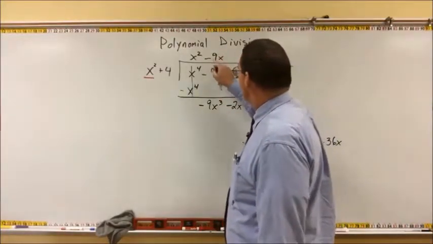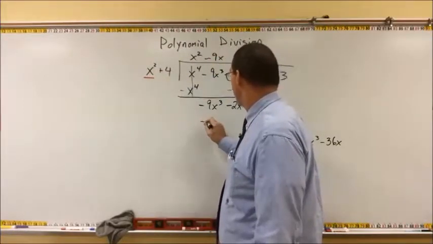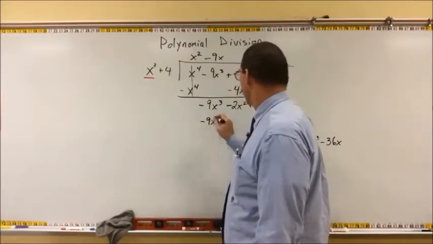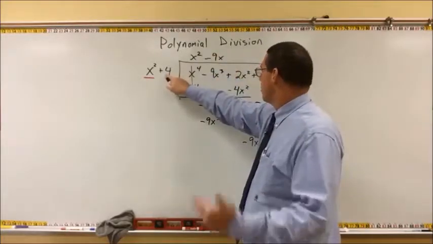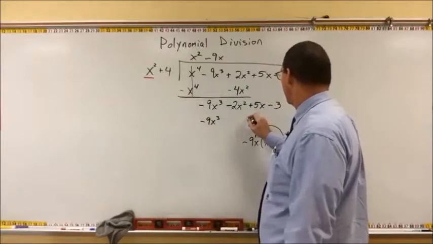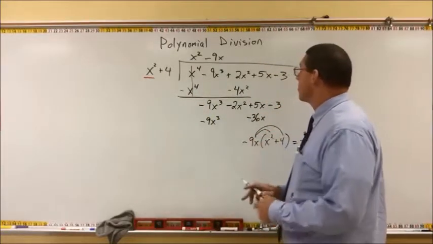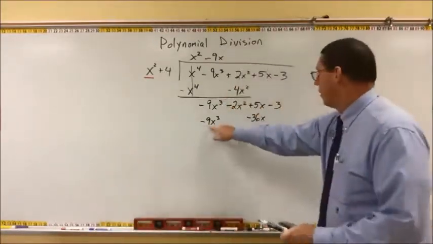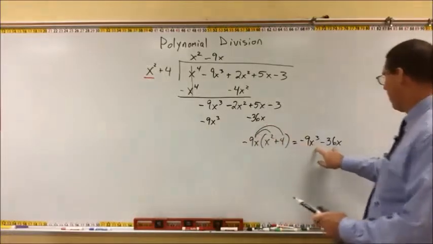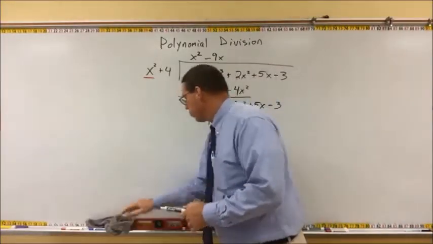Negative 9x times x squared is negative 9x to the third. And then negative 9x times 4 is negative 36x. I'm going to line that up under here. Negative 36x. Okay? And so look, it's the same thing as what we got before. Negative 9x cubed minus 36x. Okay? All right. Now we're going to subtract.